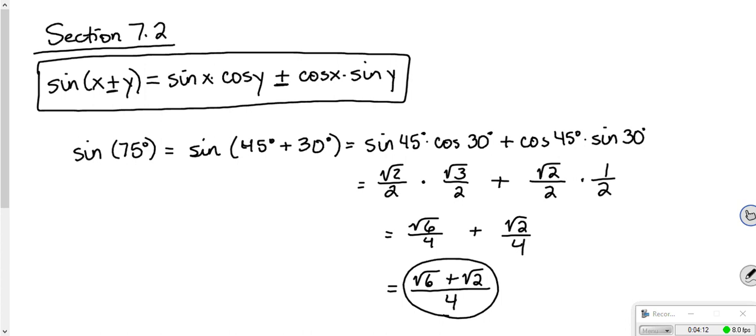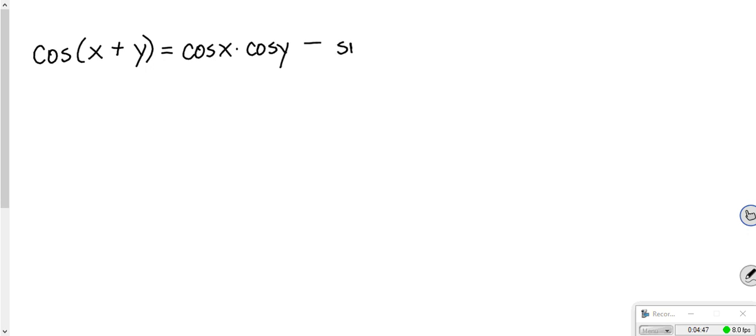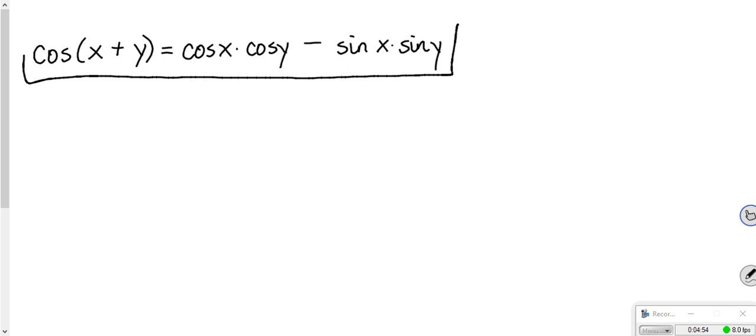Now, moving right along, the next sum formula is cosine. So if we have cosine of x plus y, okay, now this one looks a little different than the sine, so be aware here. This is cosine x cosine y minus sine x sine y. Now, this is the sum formula again for cosine. Cosine x plus y is cosine x cosine y minus sine x sine y.